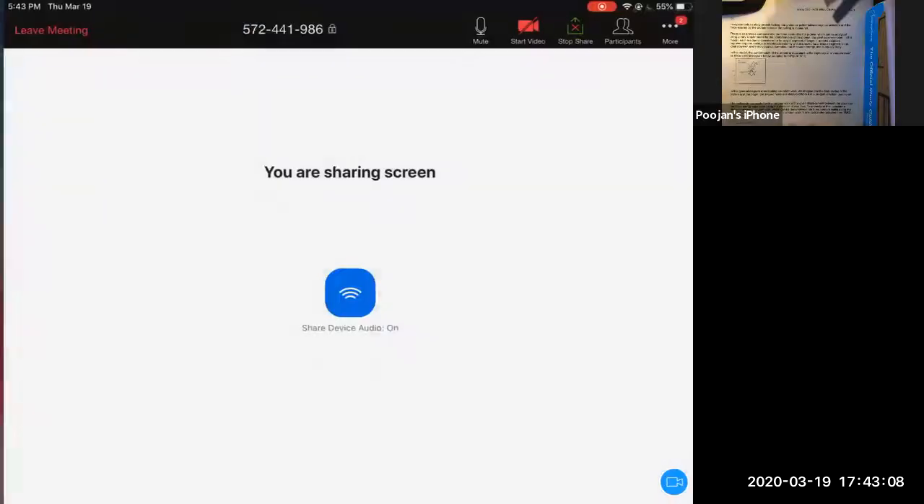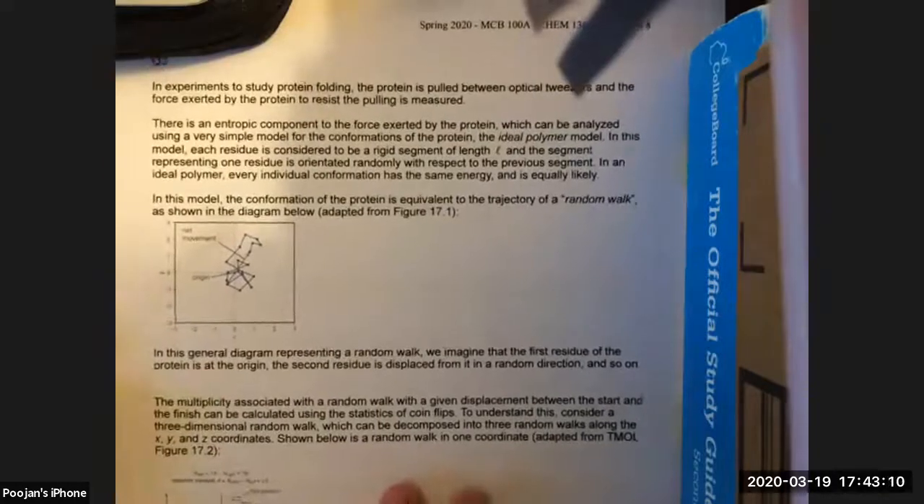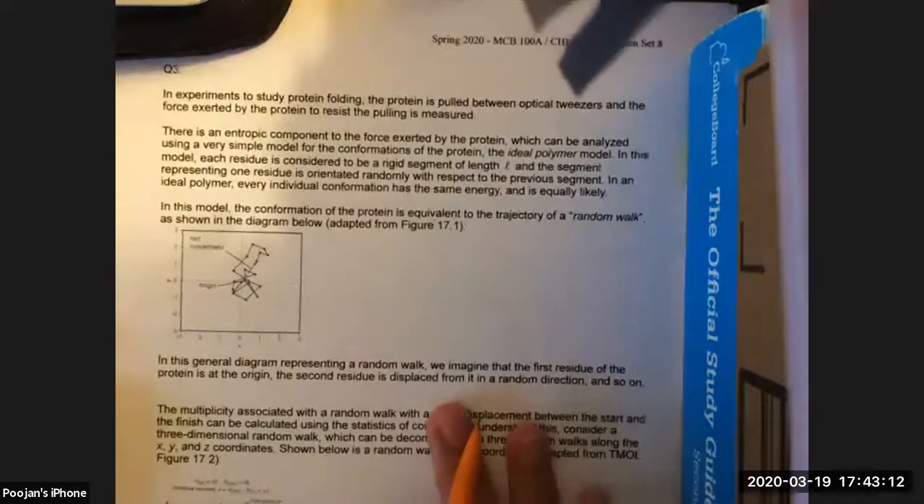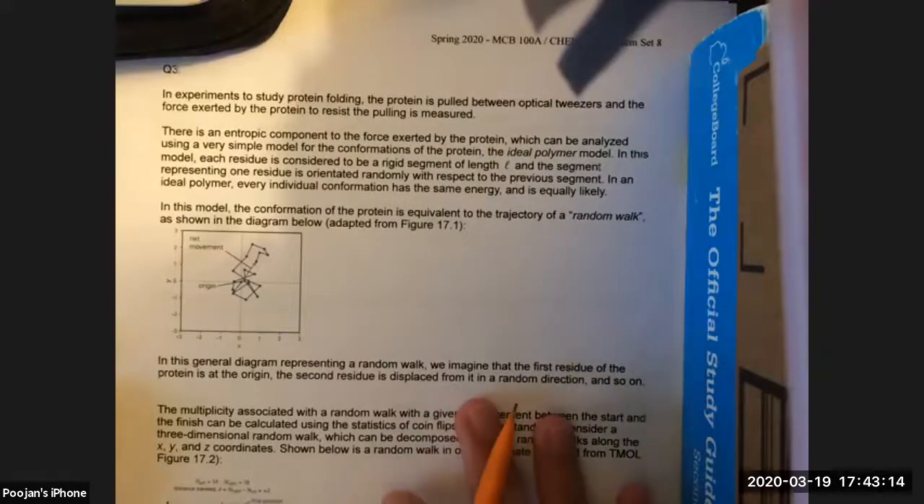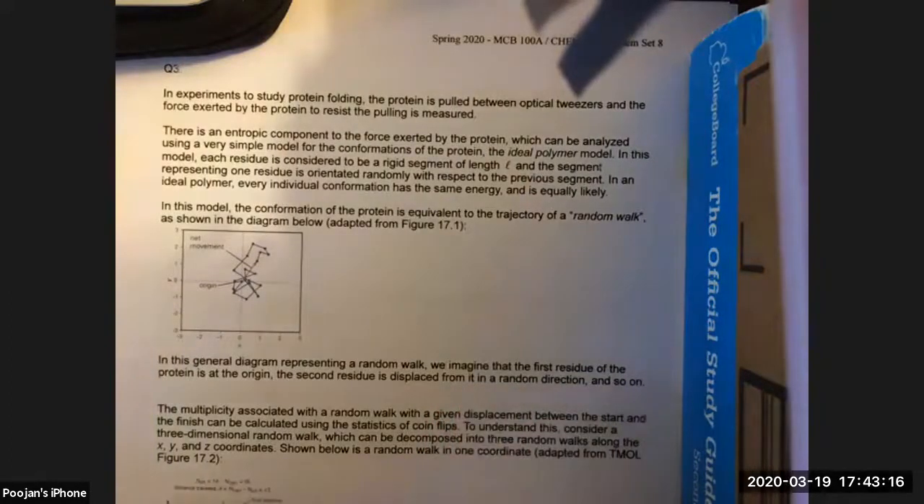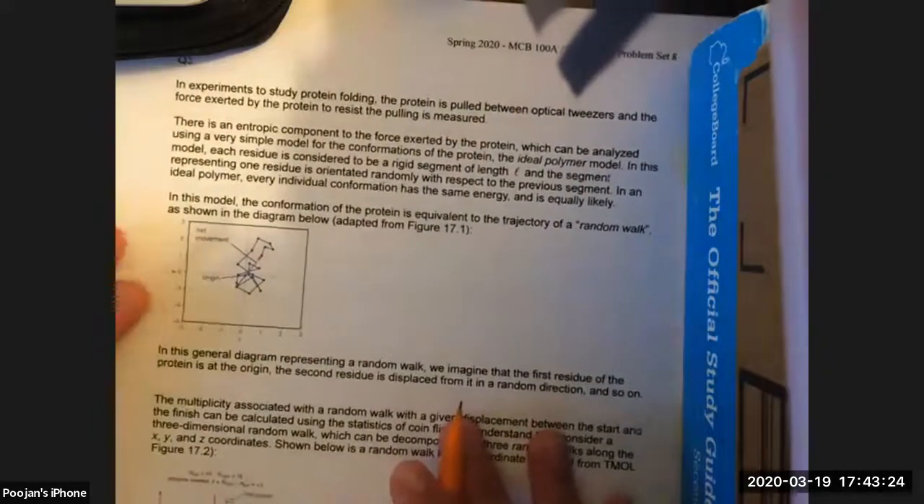Okay, so hopefully all of you can see this. So number three, we're asked to blend together a few concepts. One is the idea of the random walk, and the other is the idea of the ideal polymer chain. And this is all blended together to construct the different microstates that are possible for a protein.